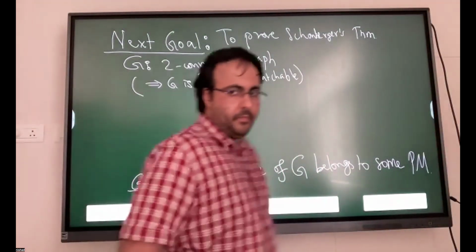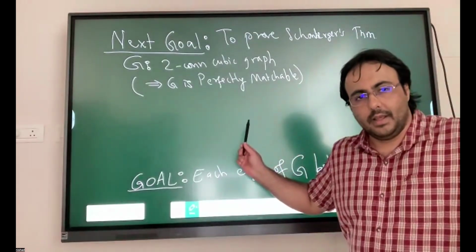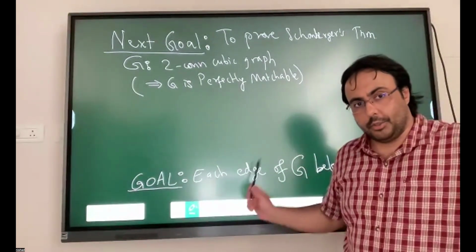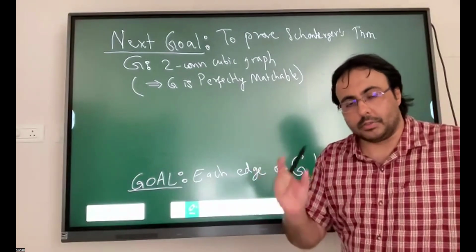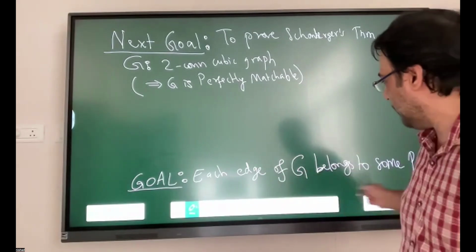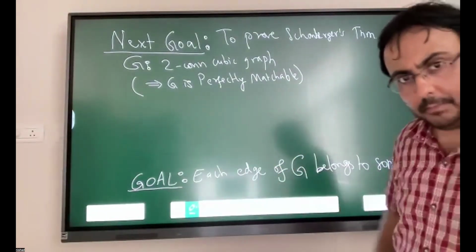Okay. We will come back to this page in a few minutes. Before that, we will first try to understand the more general question: when does an edge belong to some perfect matching? Because we want to prove that every edge belongs to some perfect matching. So let us go back to theory and then we will come back to this problem.